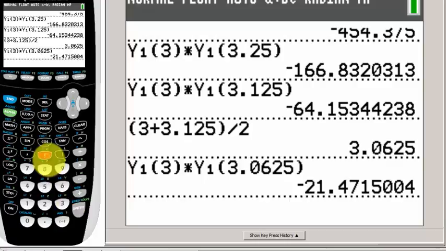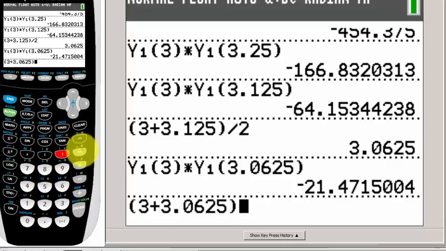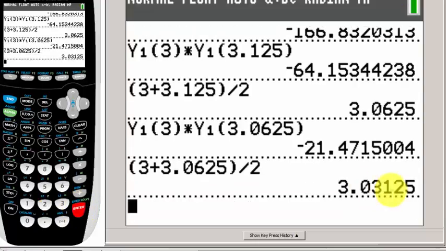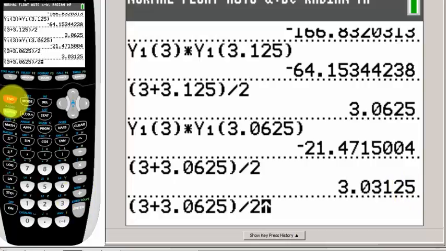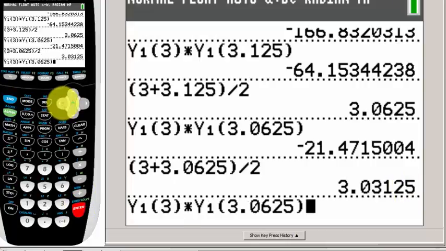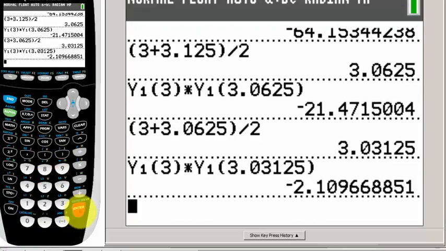So let me do 3 plus 3.0625 divided by 2, and that is 3.03125. Okay, so I'm going to do second enter. Let me check out. So what do I want? 3.03125 right here, and oh, it's negative again.